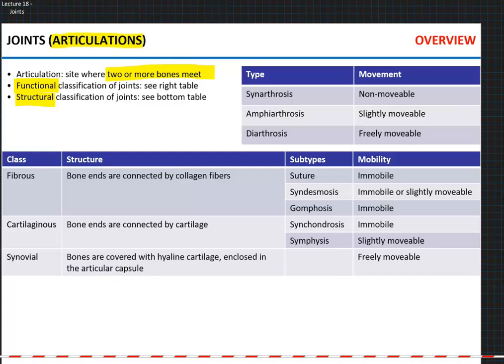Functional classification is based on the freedom of movement. Synarthrotic joints are non-movable. Amphiarthrotic joints are slightly movable. And diarthrotic joints are freely movable.